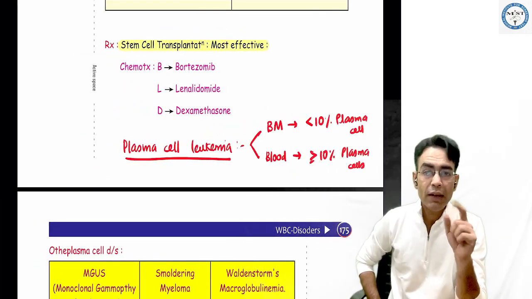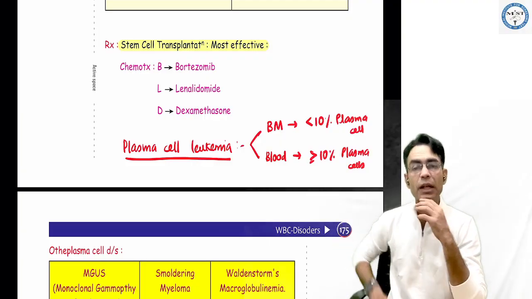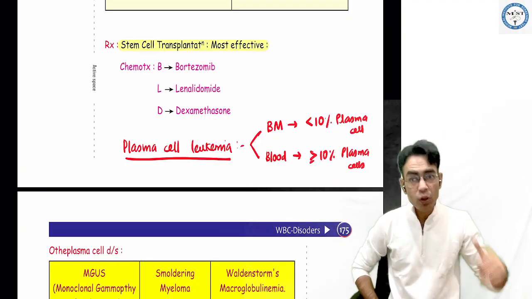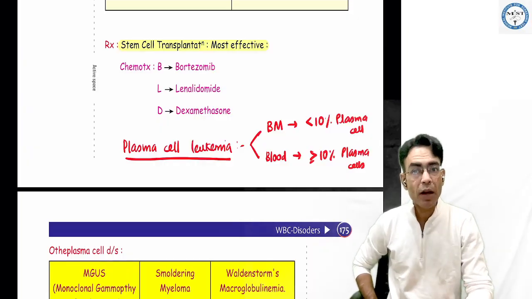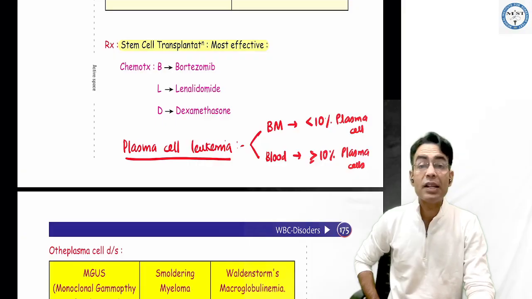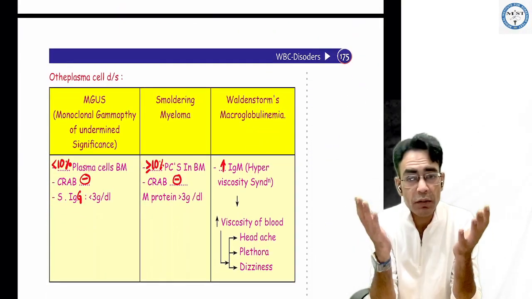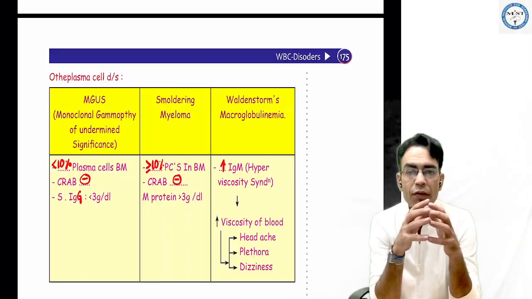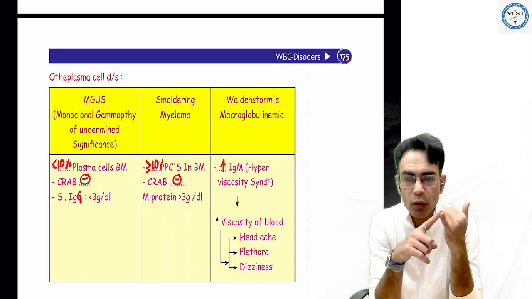Plasma cell leukemia is said when in the bone marrow you have less than 10% plasma cells, but in the blood you have more than 10% plasma cells. So you are seeing more than 10% plasma cells in the blood, but you're not seeing them in the bone marrow as such, so you call it plasma cell leukemia. MGUS, how do you differentiate it from multiple myeloma? MGUS you differentiate with the help of less than 10% plasma cells in the bone marrow.